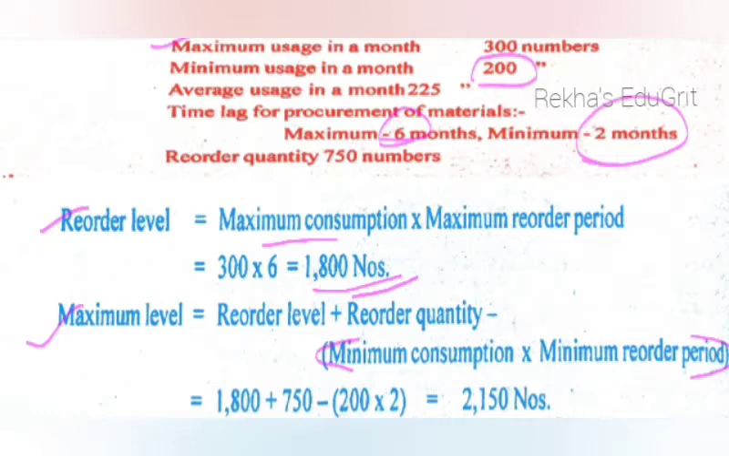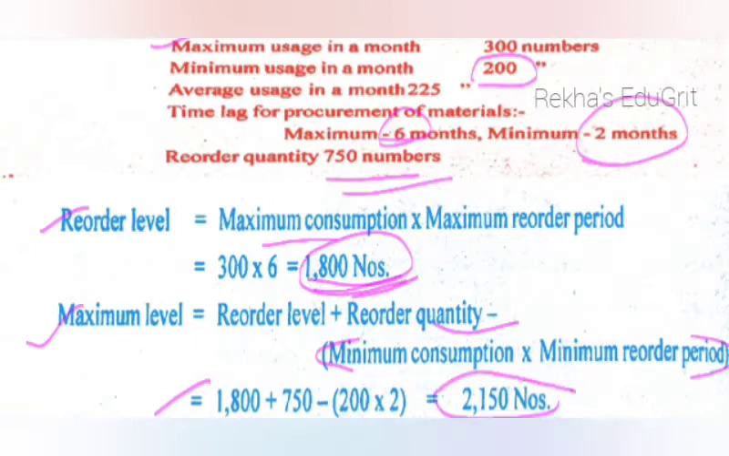Then for reorder level, what we have calculated is 1800 plus, then reorder quantity is given in the question, 750 numbers. So 1800 plus 750 minus, first we have to calculate what's given in the bracket, that is 200 into 2, we get 400. Then we calculate 1800 plus 750 minus 400, we get 2150.